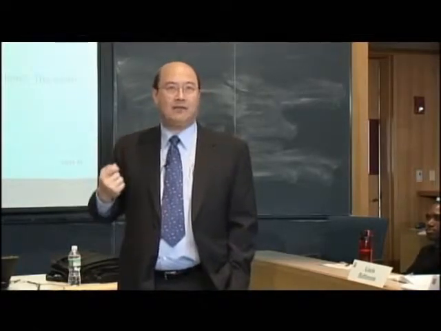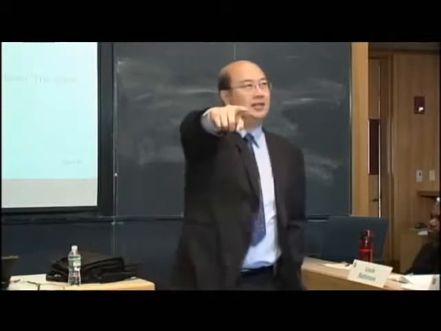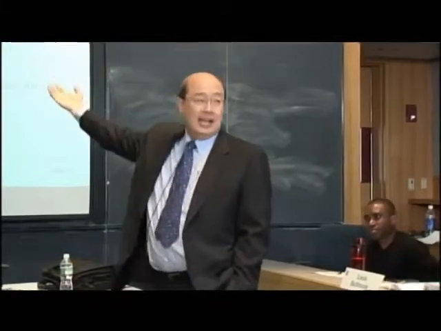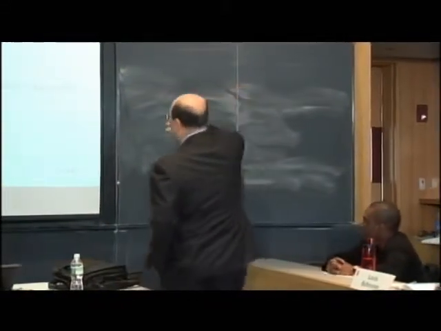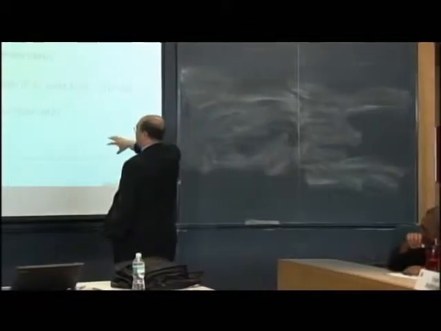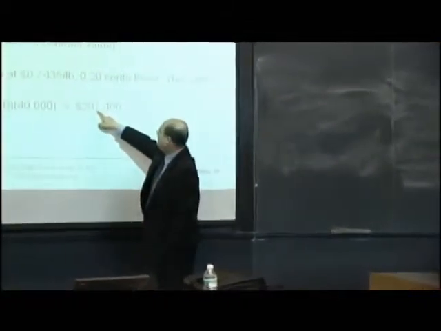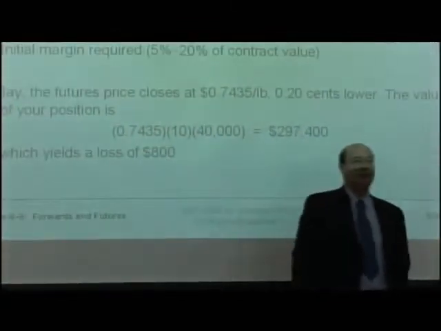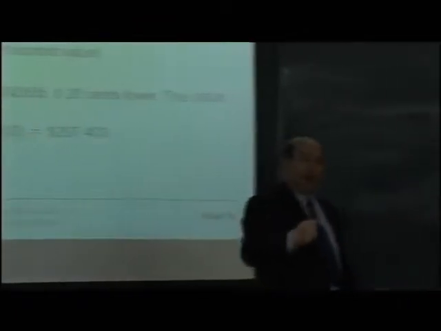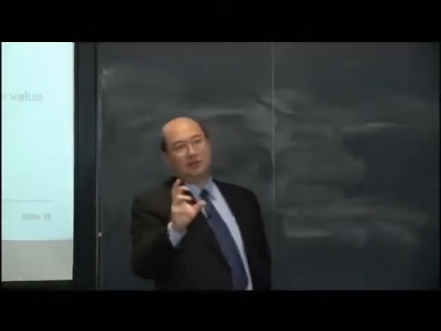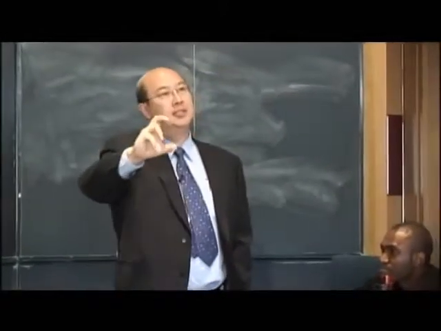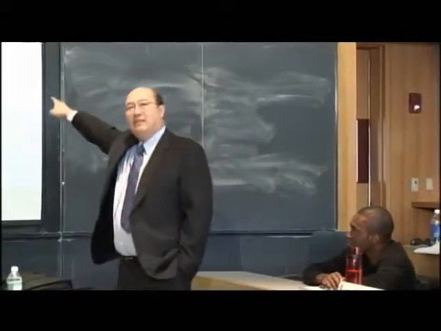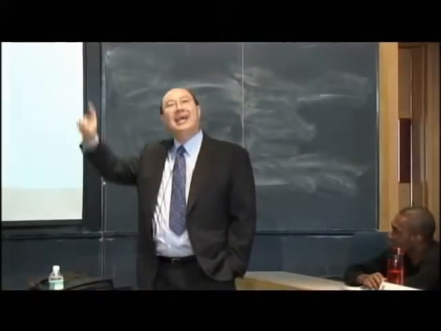On the other hand, if you're a cattle farmer and you sold the contract, you did a good thing because you locked in the price of $74.55, and now the price went down. So let's calculate the value of the notional size of the position. It's $29,740. That yields a loss of $800. So you know what happens today? Your broker will deduct $800 from your margin account and put it into the cattle farmer's account. So now he has the $800.